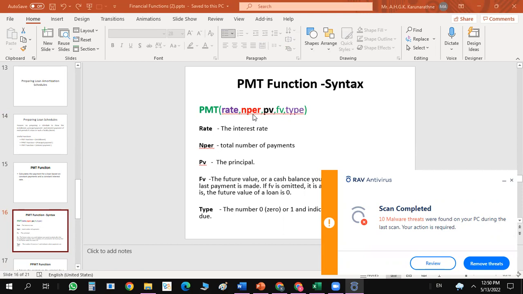NPER means number of periods, number of payments. PV means the present value. In our loan scenario, it is the loan that you borrowed today. Future value, here there's a strange thing. Future value means that after repaying the loan, throughout the loan period, if you expect to have a saving balance in your loan account, right? So expected saving balance at the end of the loan repayment period.